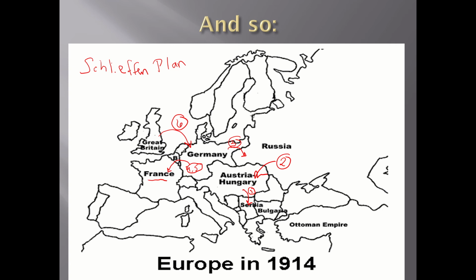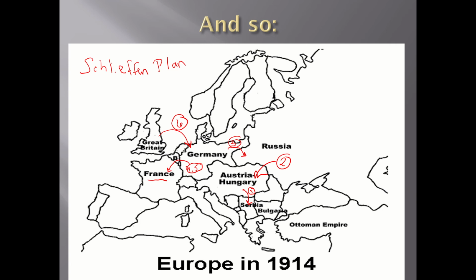From Germany's perspective, the Schlieffen Plan is worth this gamble, because if Germany can knock out France, take Paris, it will only have to fight on really one front. And it really doesn't think Britain's going to go to war over Belgium. Who's going to go to war over Belgium? Belgium's a little country. It's not worth losing all these soldiers over, but Germany miscalculates.